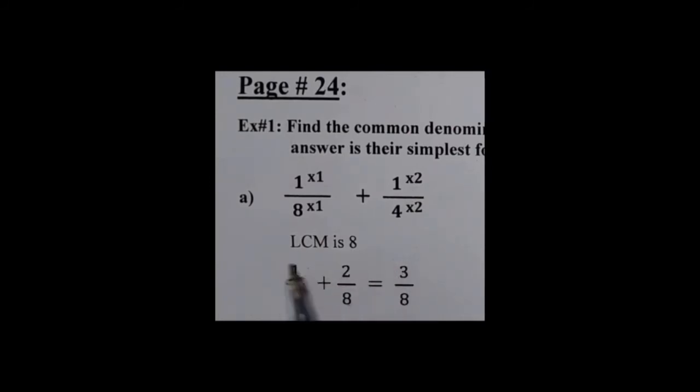Now we will add the numerator. When the denominator is the same, then we can add the numerator. That's 2 plus 1 is 3, and 3 upon 8 is the simplest form of the fraction. That's why 3 upon 8 is the answer.